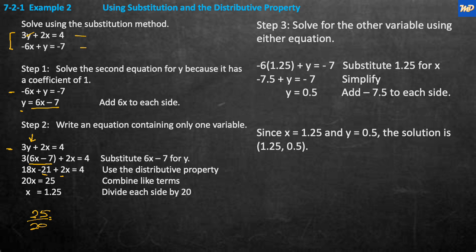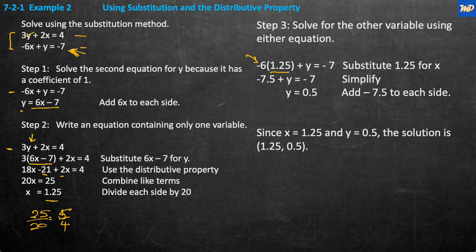And then that ends up being 5 over 4, and 5 over 4 is equal to 1.25. So now you have the x value, and, okay, so now we're going to solve the other equation by substituting. So now we have negative 6 times x, which is 1.25, right here. We chose this equation right here.